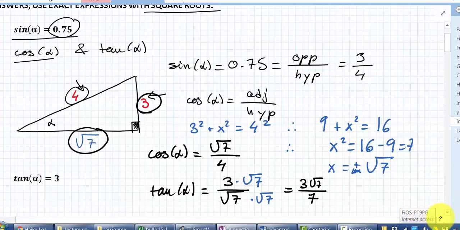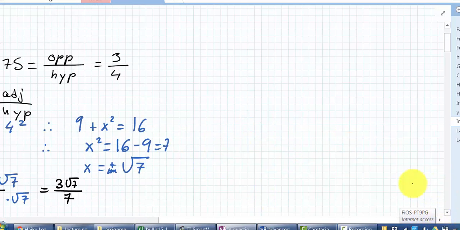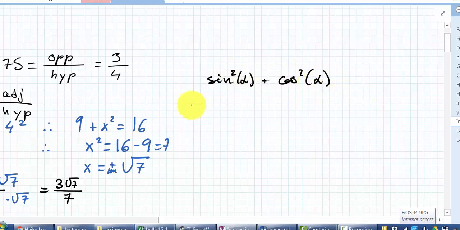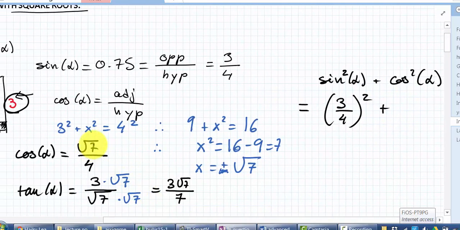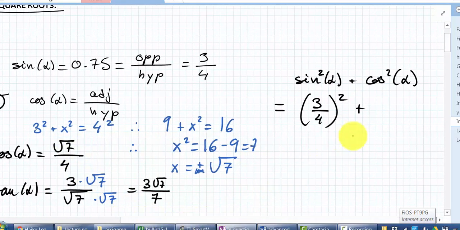Now, we need to figure out sine squared plus cosine squared, so I'm going to do it here. Let me figure out sine squared alpha plus cosine squared alpha. What is sine? 3/4. So sine squared is 3/4 squared. What is cosine? Cosine, we said, was square root of 7 over 4. So it is square root of 7 over 4, squared.